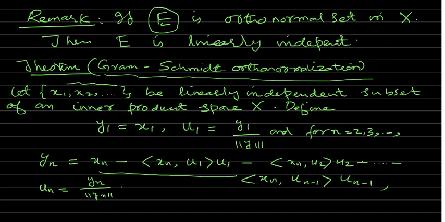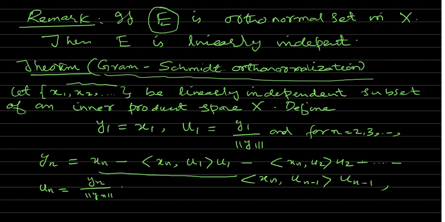What's the statement? We have given a linearly independent set, which is an infinite set, and from this set we define a new set. We define y's and u's. Well, first we define y1, which is same as x1. Then we define u1, which is actually the normalization of this y1. That's y1 divided by norm of y1. Next we define yn like this.